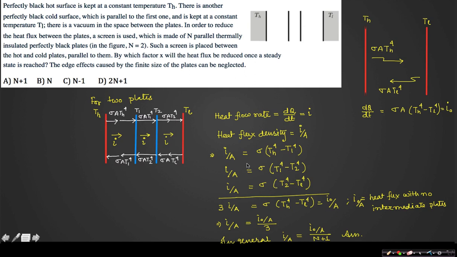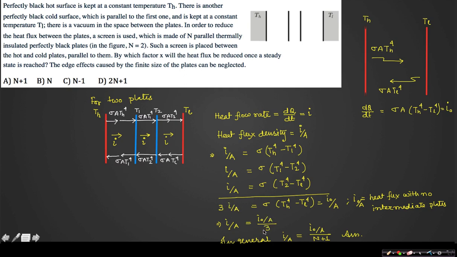You can see there is a series. So if I add all these heat currents, sigma I by A that I have calculated, then 3I by A is equal to T1, T1 gets cancelled, T2, T2 gets cancelled. It is TH power 4 minus TL power 4, which is nothing but I naught by A, right? So what is the new heat current flux?